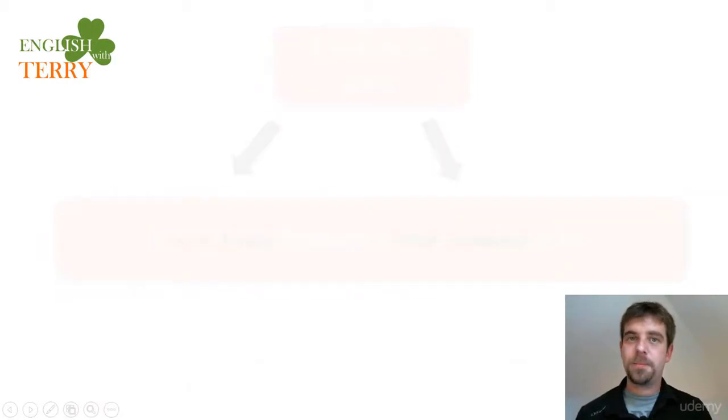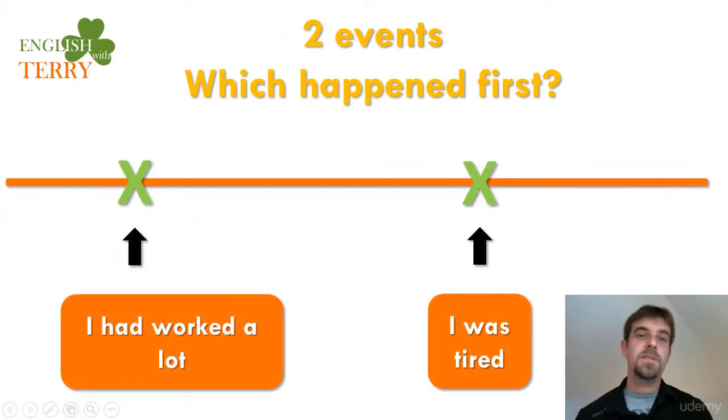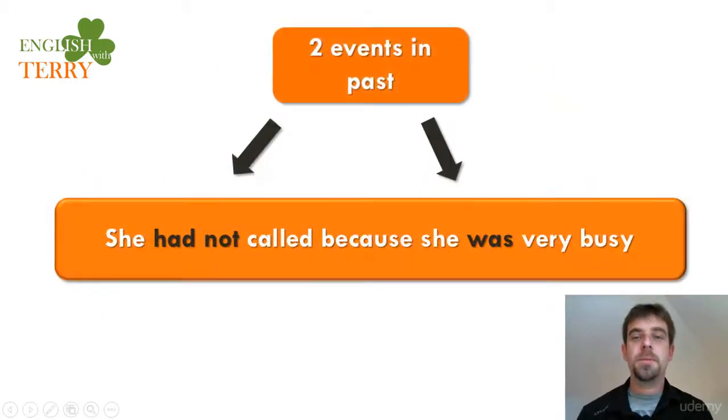This is the idea. If we have two events, which happened first? Here, I had worked a lot happened first. On this big line here, on our left is going to be the beginning, the start. And after, the consequence or the connection is I was tired. Do you see?